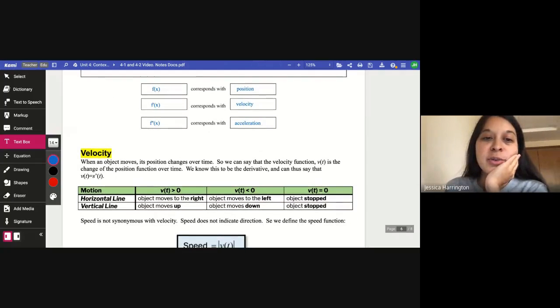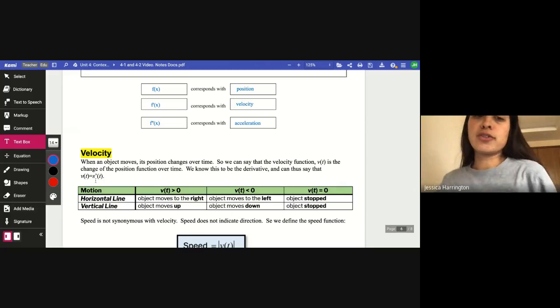So the first thing we're going to talk about is velocity. When an object moves, its position changes over time. So we can say that the velocity function, v of t, is the change of a position function over time, which is just the derivative. Here they used different notation, but v of t is the derivative of the position function s of t, so s prime of t.